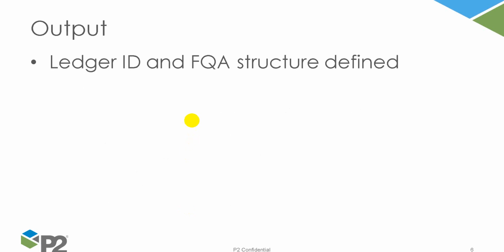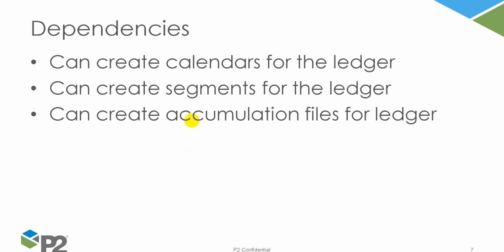The output then is a ledger ID and FQA structure. And from that point on, we can start to configure elements. And then once we have journals, we can start coding transactions. So basically, after we do this, actually, the next step, if we continue, say, a checklist for configuration, is to create calendars for the ledger. We can then create segments for that ledger, so financial segments for keeping, say, our financial books in different currencies. And also we can create the accumulation files for the ledger, which are the tables in the database where the journal data that is posted is kept. So those are the dependencies.